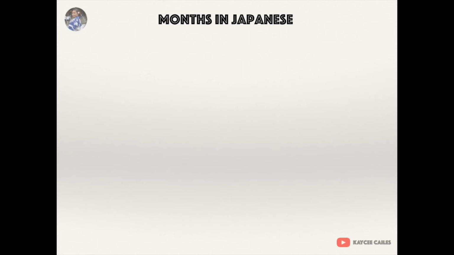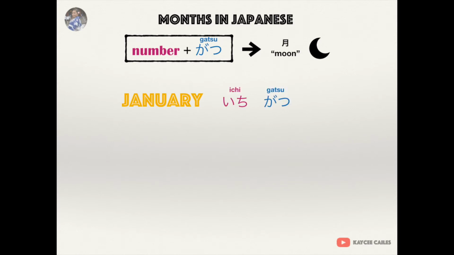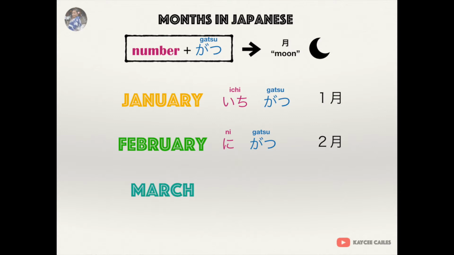First, let's talk about how to say the month in Japanese. Our formula would be number plus gatsu. Gatsu means moon, and this is the kanji character for it. Kindly take note of this. For January, it is ichigatsu. February, it is nigatsu. And then March is sangatsu.